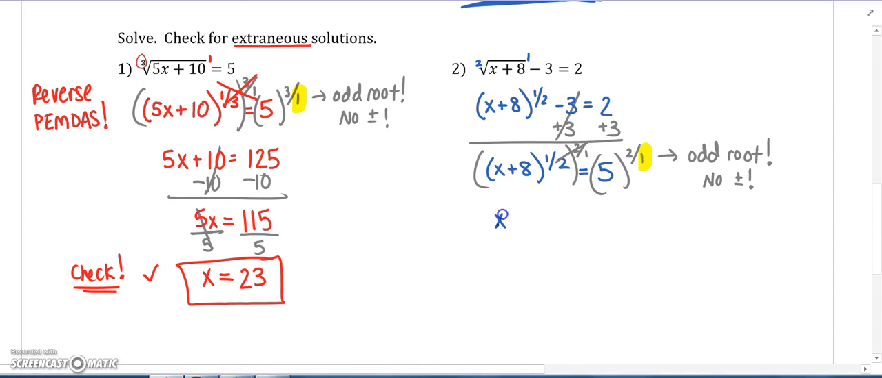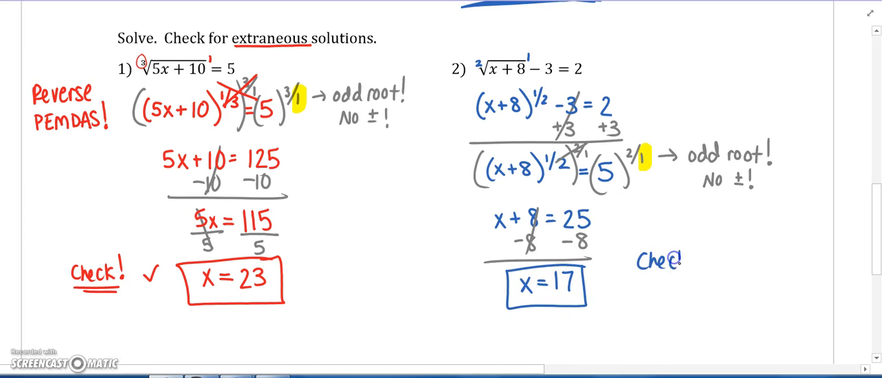So we end up with just x plus 8 on the left. And then 5 to the 2/1, that's just 5 squared, which is 25. Alright, finish solving from there, subtract that 8, and we've got x equals 17, and there's my answer.